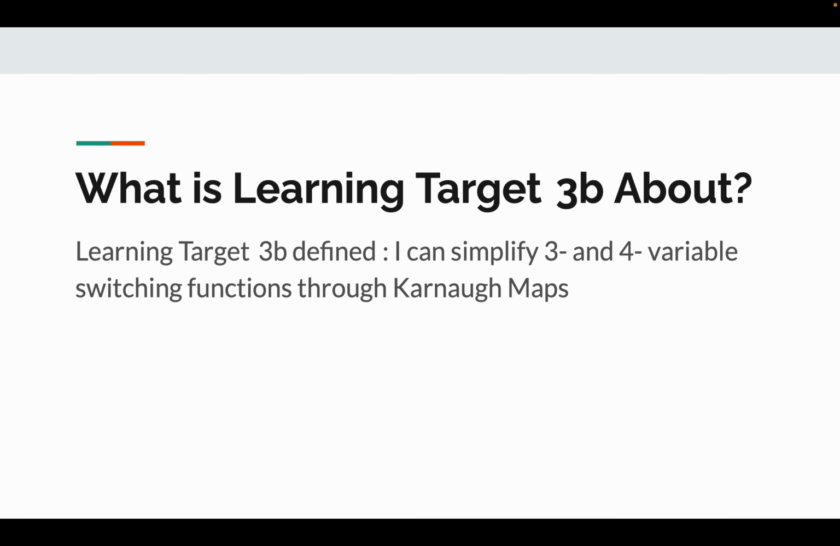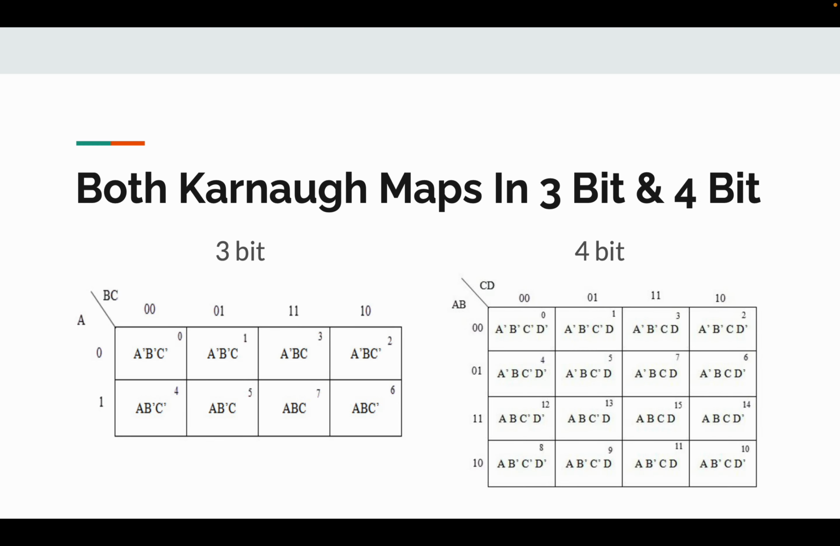So what is Learning Target 3B about? Learning Target 3B is defined: I can simplify 3 and 4 variable switching functions through a Karnaugh map, or K-map. And what are Karnaugh maps? Karnaugh maps are going to be another truth table. However, it's a little bit easier to read and it helps you out simplifying an expression.